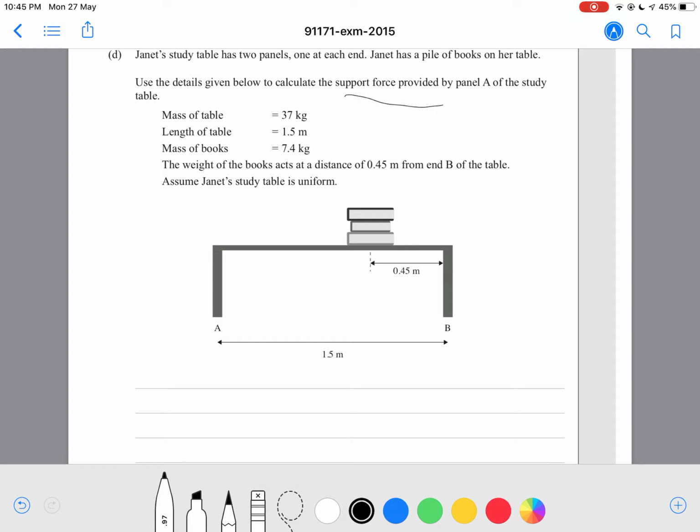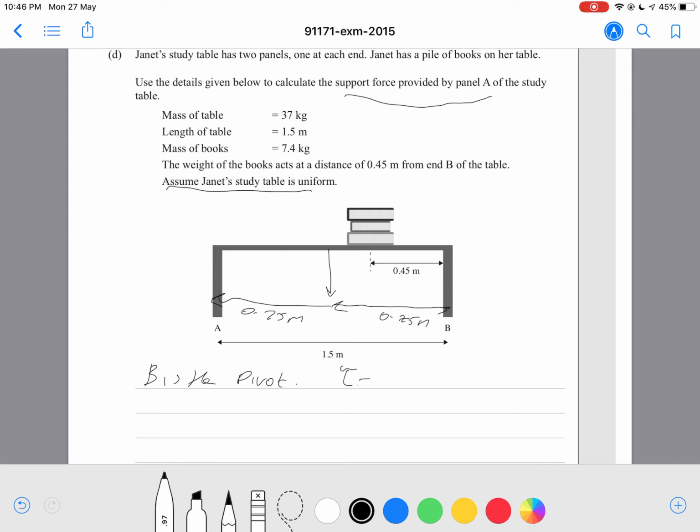So we're trying to calculate the support force provided by panel A. So we're going to find the torque around the opposite point, so around B. We're going to say B is the pivot. You know that there's a weight force acting by the table downwards, from the center of the table, because Janet's study table is uniform, and because it's uniform, the center of mass is at the middle of the table. So this to here is 0.75 meters, and from here to here is also 0.75 meters.